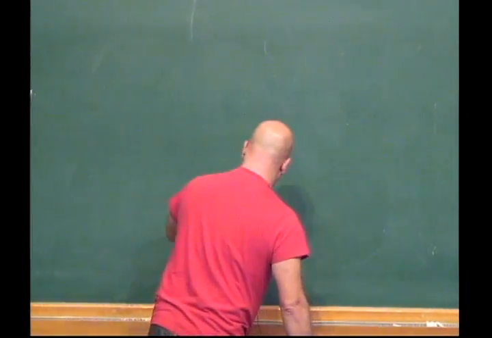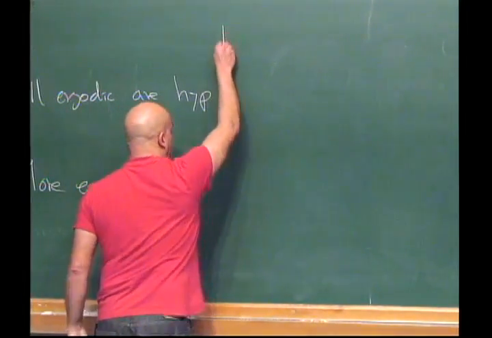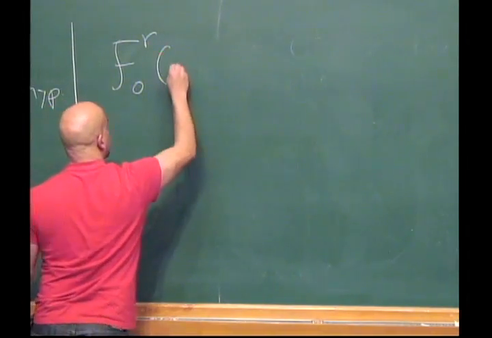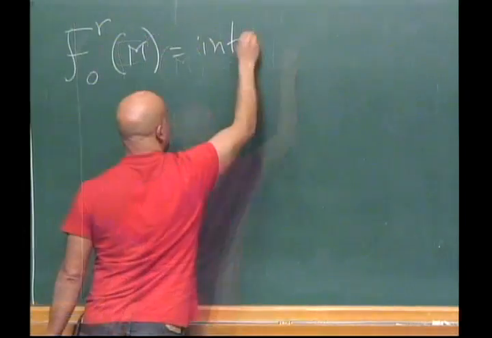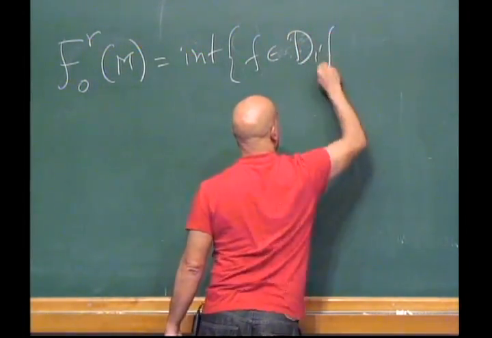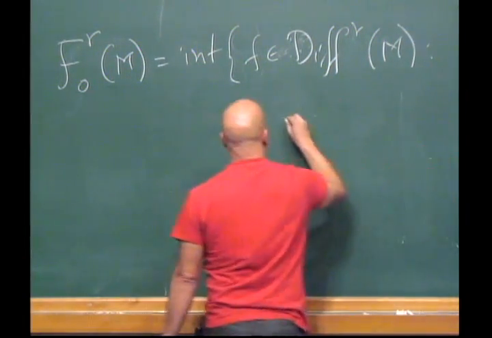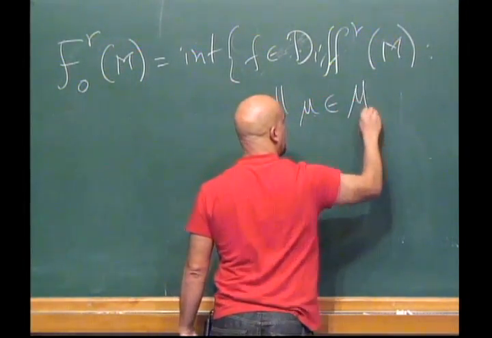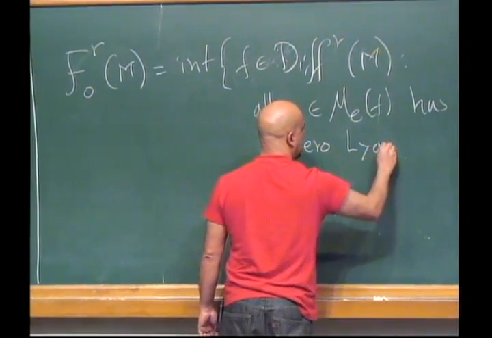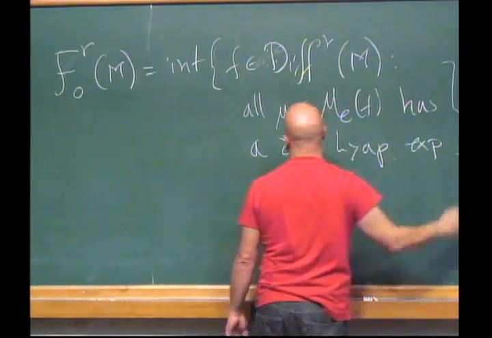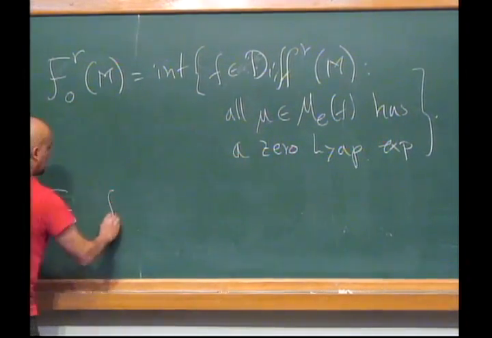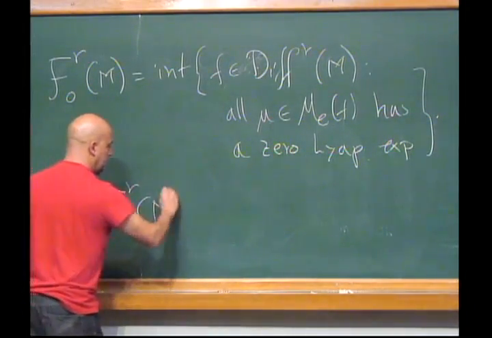So also we can ask something regarding the closing lemma in terms of ergodic measures. Let's say F^r_0 of M will be the interior of the set of F such that all ergodic measures have zero Lyapunov exponent. Is this F^r_0 of M empty?